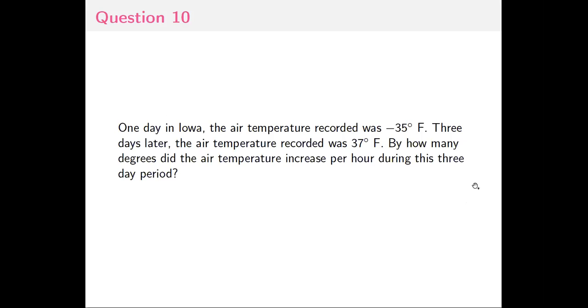One day in Iowa, the air temperature recorded was negative 35 degrees Fahrenheit. 3 days later, the air temperature recorded was 37 degrees Fahrenheit. Richard, what is your answer? That is incorrect.